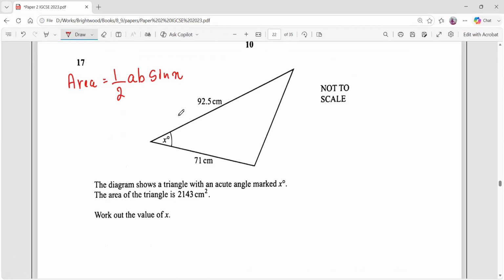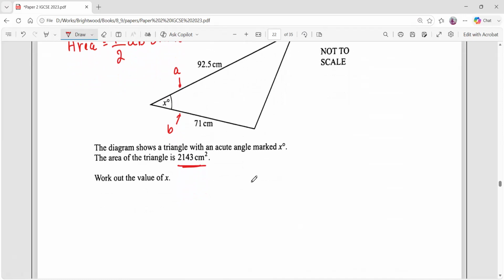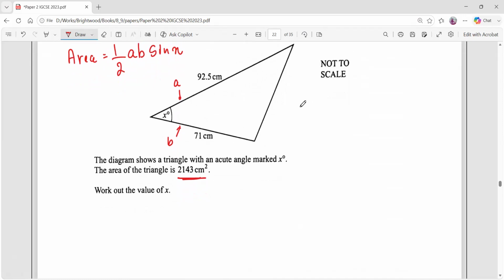AB means the two sides that contain the angle. This should be A and B, like here. They have given the area. The triangle area is 2143. Now substitute it. 2143 should be equal to half into A, where A is 92.5, B is 71, into sin x.